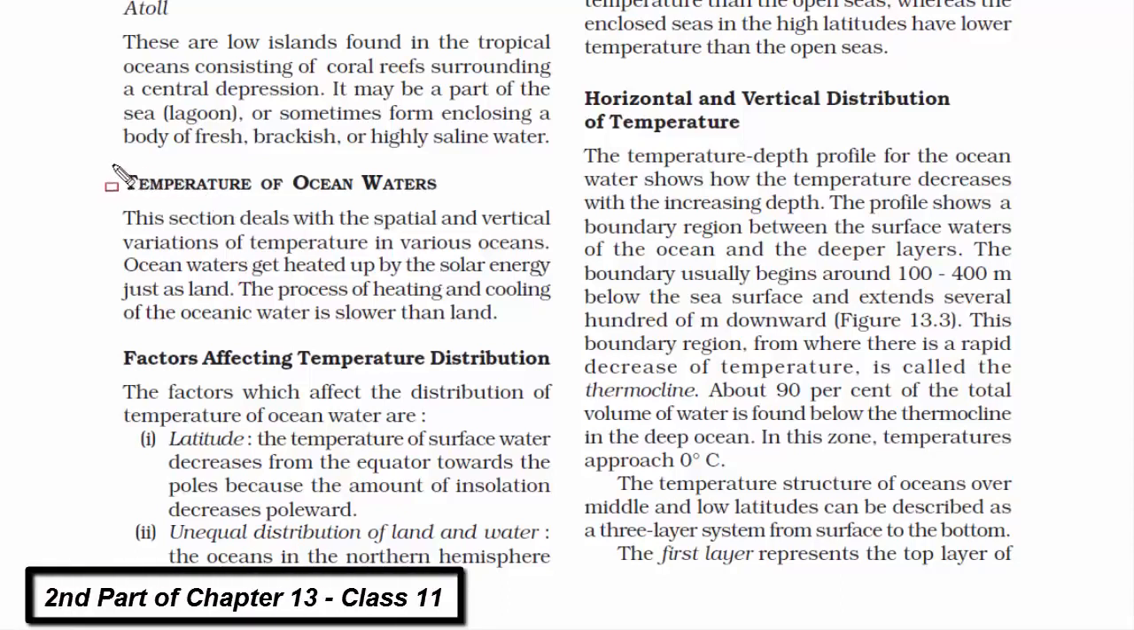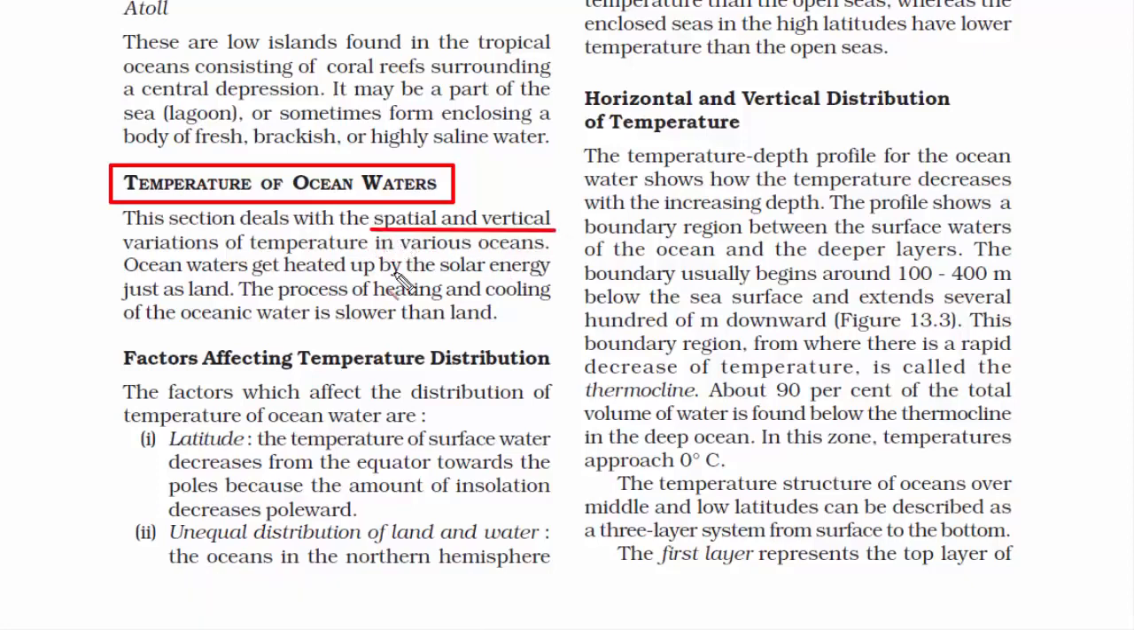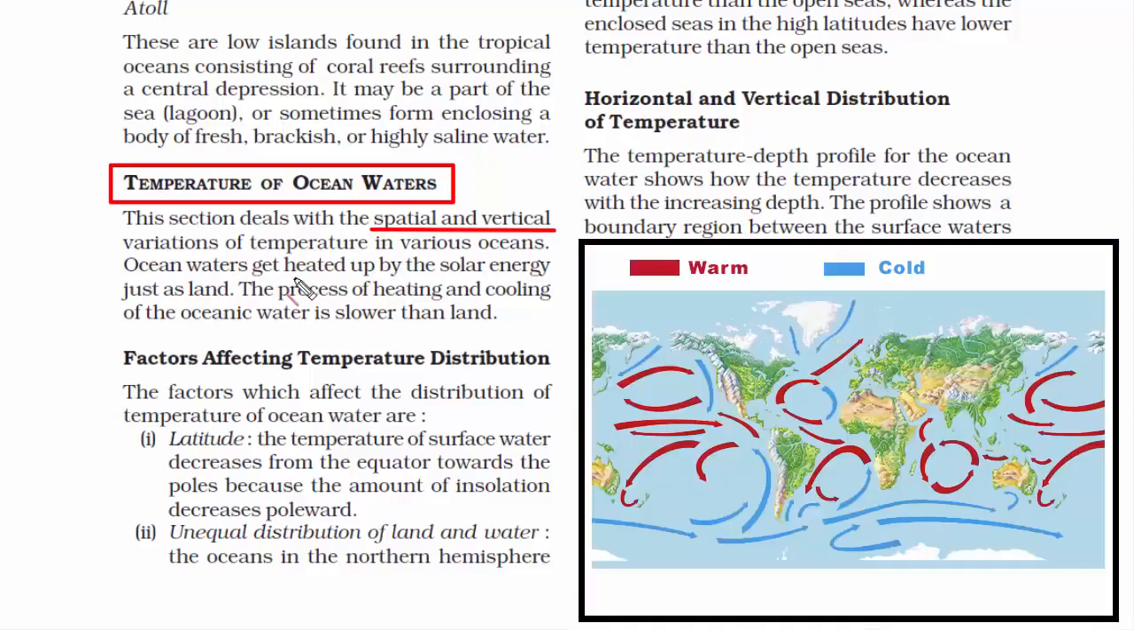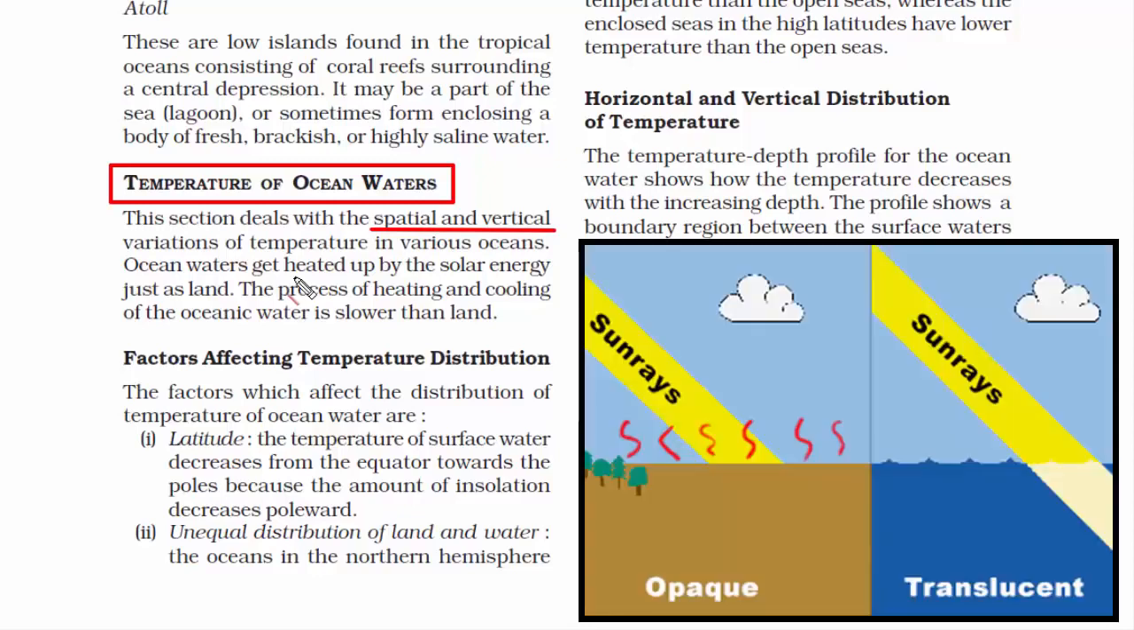Alright, let's go to the next topic, temperature of ocean waters. So here it says the temperature of oceans depends upon spatial and vertical variation. That means the temperature of oceans depends upon the depth of the ocean and the location where a particular ocean exists, meaning horizontally. Now another well-known fact is that ocean waters get heated up by the solar energy.